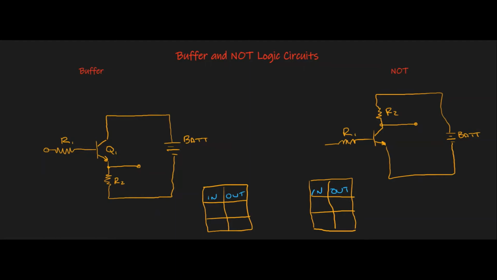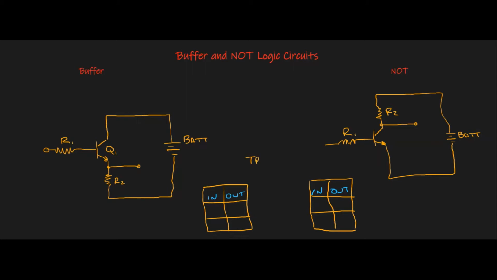We're going to continue our series on logic gates. Lesson 1 was about binary numbers, how to convert decimal to binary, binary to decimal, defining a byte and a bit. Lesson 2 is about buffer and NOT logic circuits. So let's get started. First thing I'm going to start with is the truth tables.